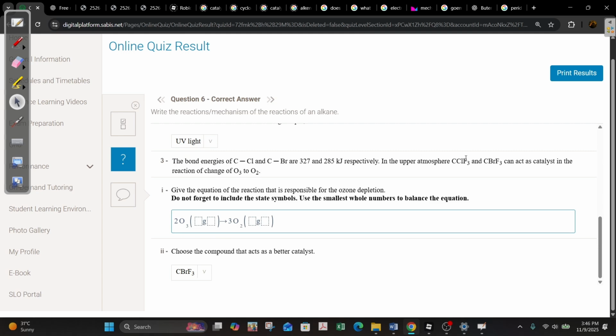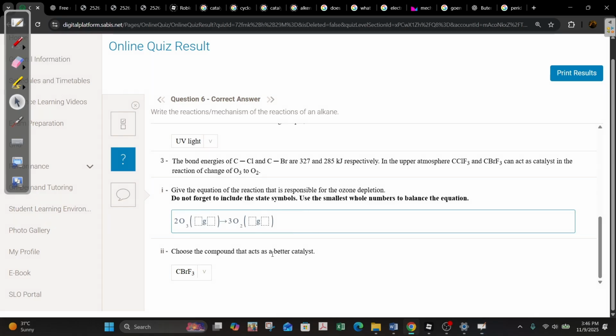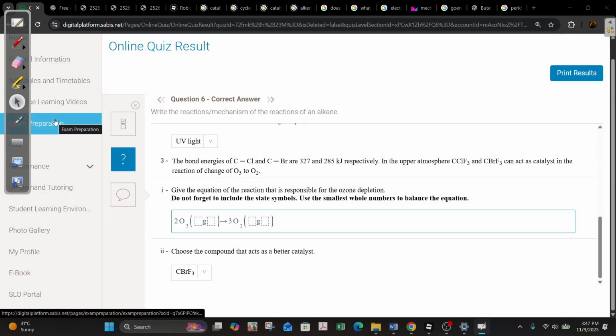Okay, so we have CLBR, and ozone depletion is from O3 to O2. So just write it out, then you just balance it. Make sure you put it to gas, very important. The one that acts as a better catalyst is the one that has the lowest bond energy. The lowest bond energy is 285, which is CBr. CBrF3 or CClF3, you will choose CBrF3 because it has the lowest bond energy. Okay, that's it. Next question.